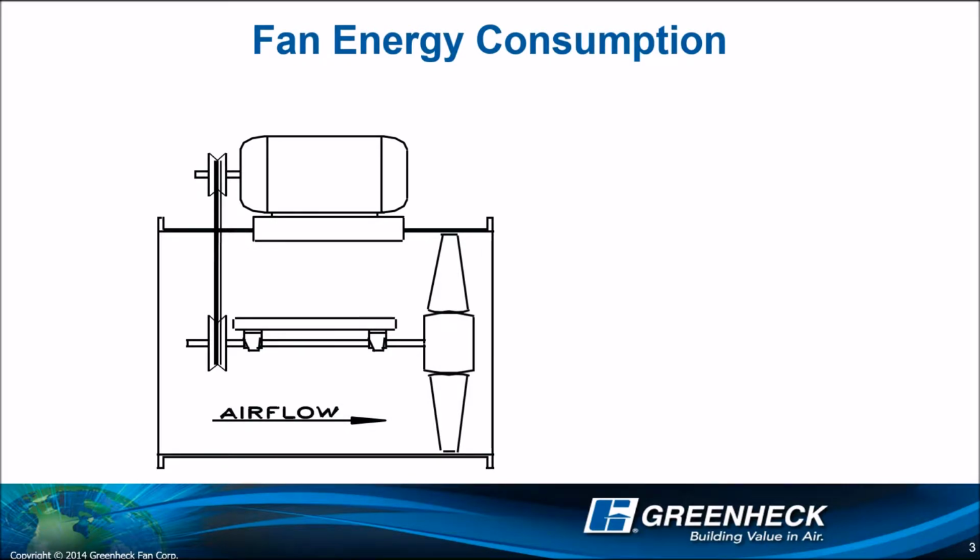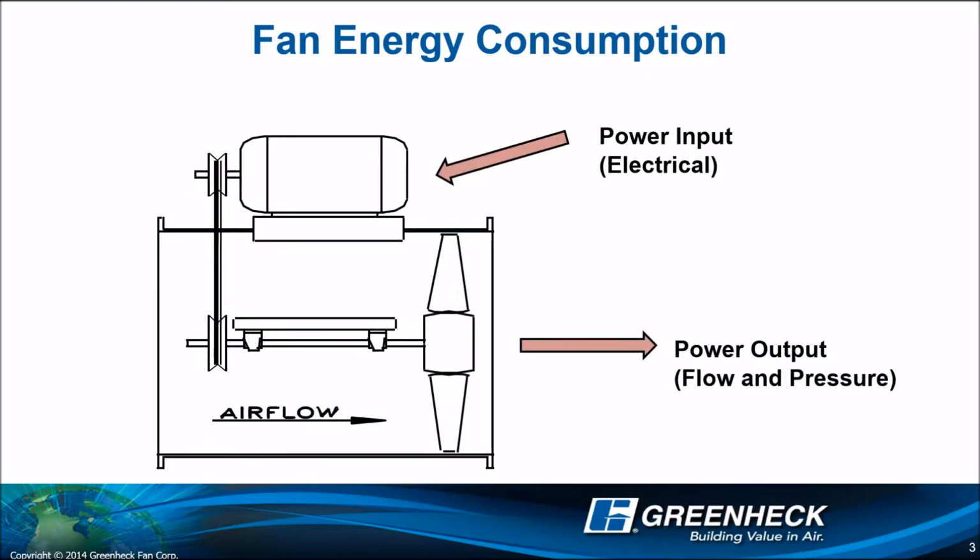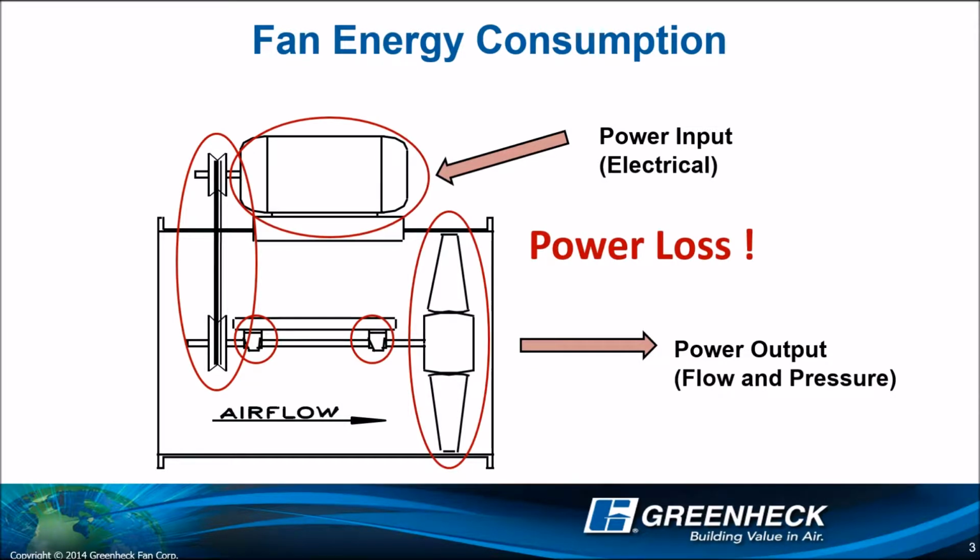Starting with the basics of fan efficiency, fans have several areas of inefficiencies, especially belt-driven fans. We have power input into the motor and an output in the form of airflow and pressure. The inefficiencies are in the motor, the drive assembly, bearings, and finally the aerodynamic losses.